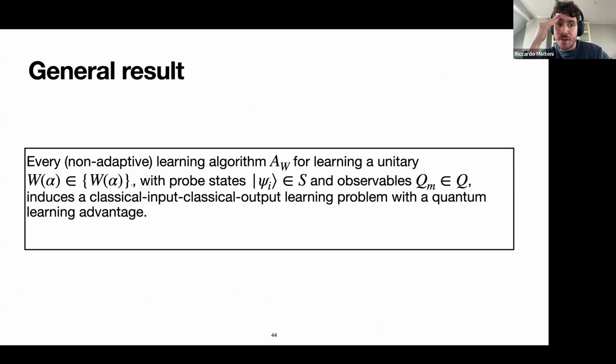The first, general result says that every learning algorithm A_W which learns a unitary, given evaluations of that unitary on probe states which come from a set S and then measured with observables which come from a set Q, induces a classical input, classical output learning problem with a quantum learning advantage. What we mean by this is: if there exists a learning algorithm that learns a unitary W, given evaluations of that unitary on probe states psi from a set S, measured with observables from a set Q, then for every such algorithm we can construct a learning problem about learning unitarily parametrized observables that shows a classical-quantum separation.